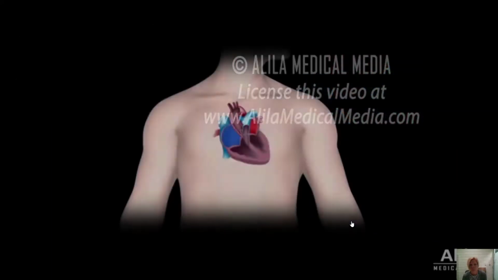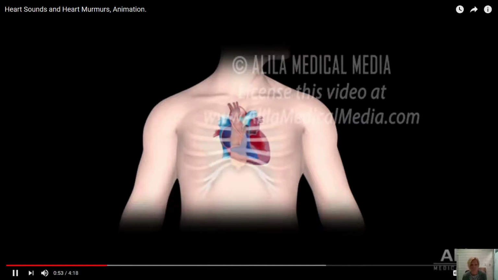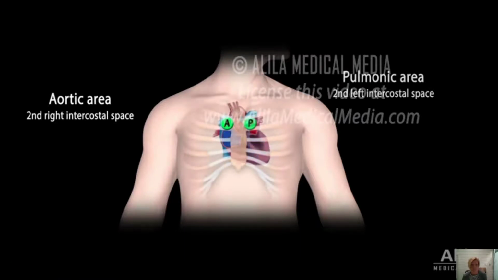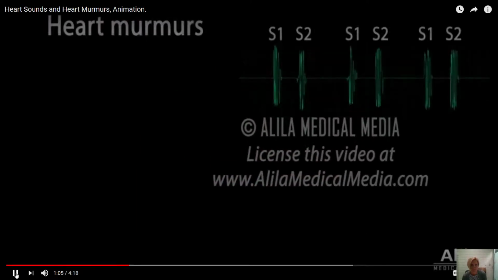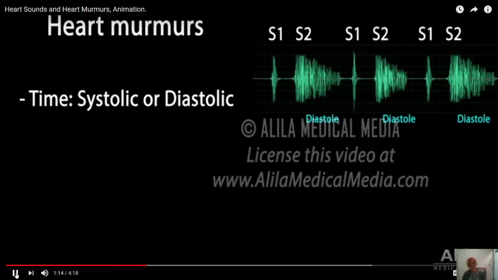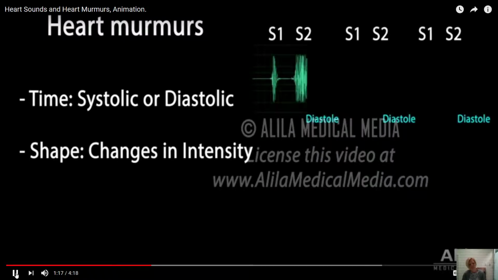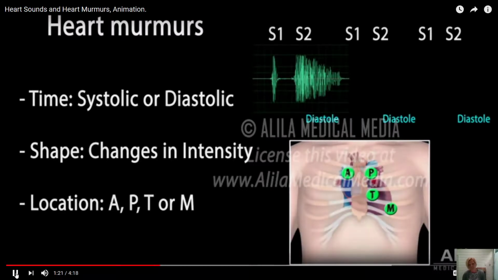Heart sounds are auscultated at 4 different sites on the chest wall, which correspond to the location of blood flow as it passes through the aortic, pulmonic, tricuspid, and mitral valves, respectively. This is how similar defects associated with different valves are differentiated. Heart murmurs are whooshing sounds produced by turbulent flow of blood. Murmurs are diagnosed based on the time they occur in the cardiac cycle, their changes in intensity over time, and the auscultation site where they are best heard.